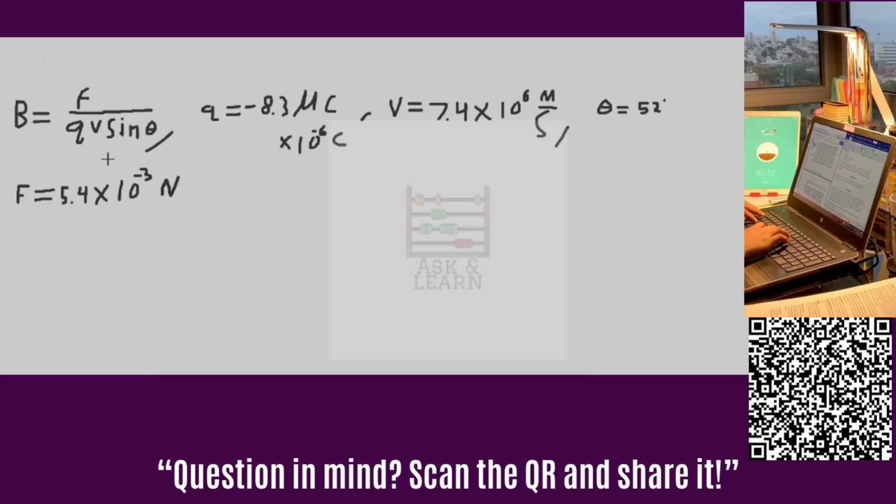Let's look back at our equation. We have force, we have charge, velocity, and we have our angle. That's everything that we're going to need. Okay, so we can plug all of that straight into the formula. Take sine of the 52, multiply that by your velocity, 7.4 times q, and then divide force by that number. And what you'll end up with is B is equal to 1.1 times 10 to the minus 4.